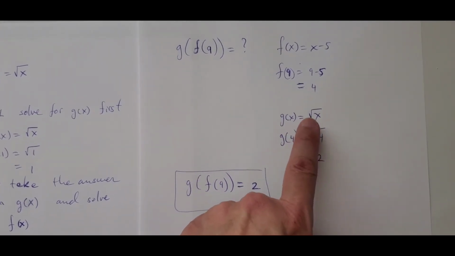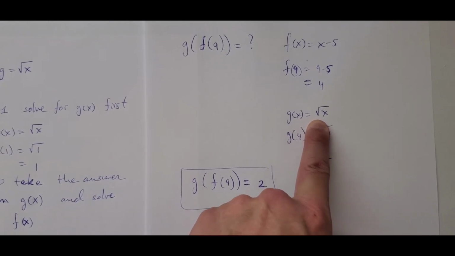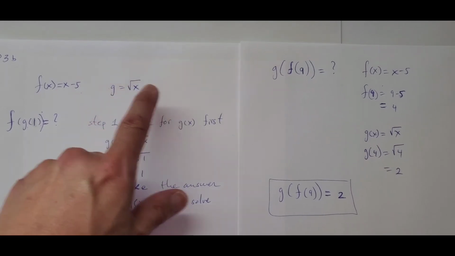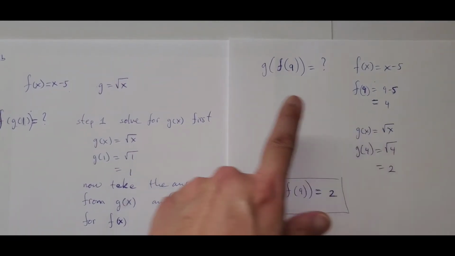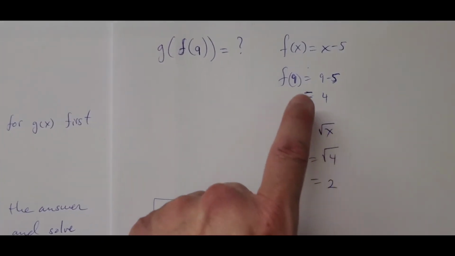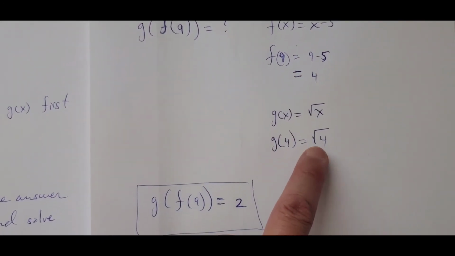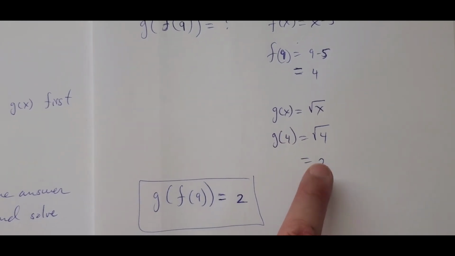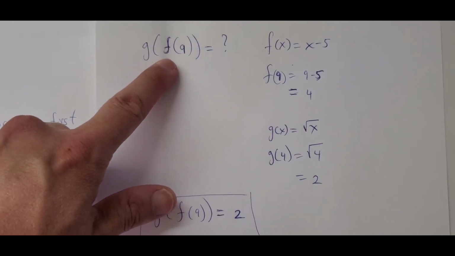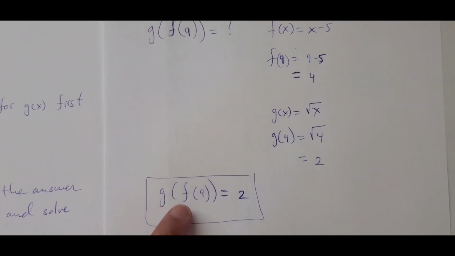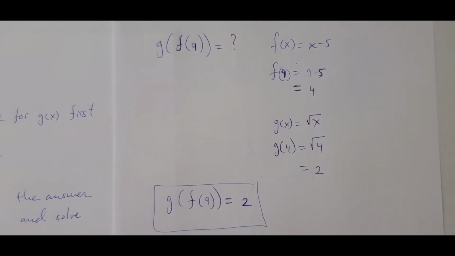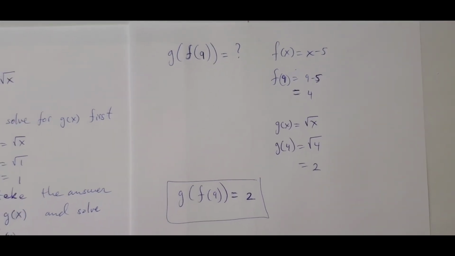So how do we know g? g is square root of x. Where did this come from? It came from the beginning. Now all you have to do is put the 4 in here. So the square root of 4 is 2. This is the final answer. So g of f of 9 is 2. Okay, so that is how you do your homework. Be very careful with your algebra.